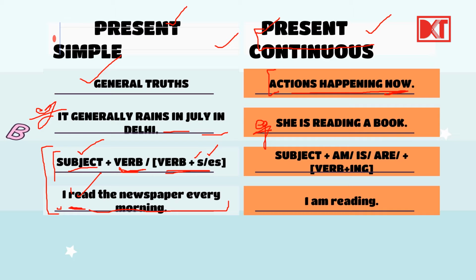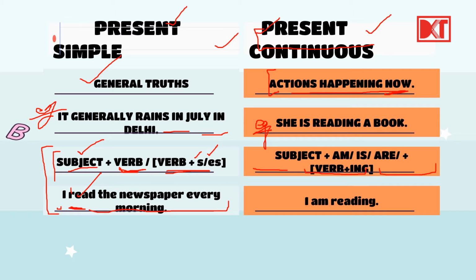All right, then for the rest of it, here we have subject, then we have am or is or are. When are these used? This is also something that we will see in the next few slides. And then verb's ing form.